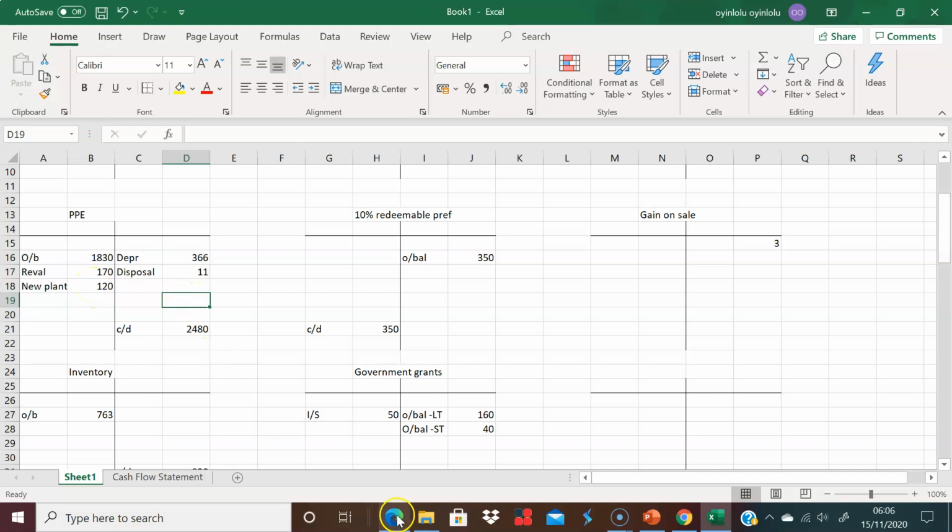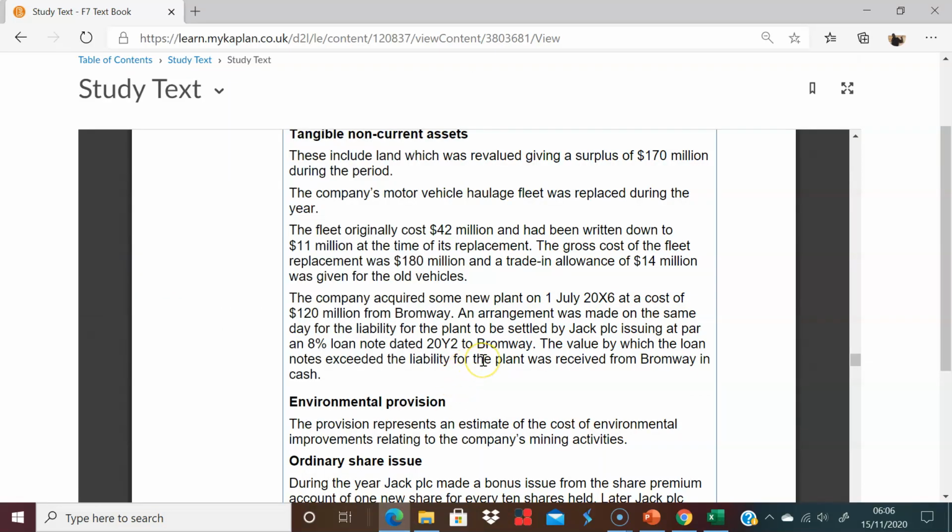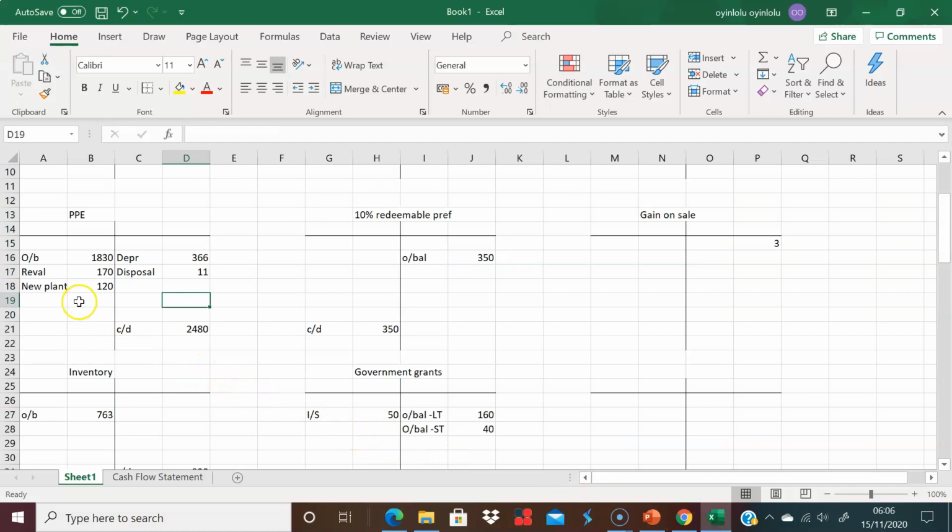And then, I think that's pretty much it, really, because now we can kind of close out here. You started off with this, you had a revaluation of this, you bought some new plant, you had depreciation of this, you disposed of this. So the question, really, the full balance of what you have spent, therefore, must be 2480.